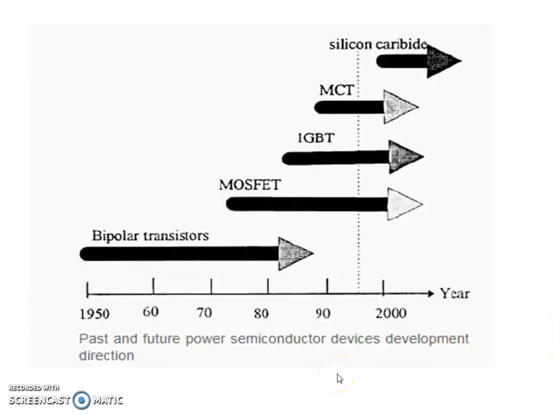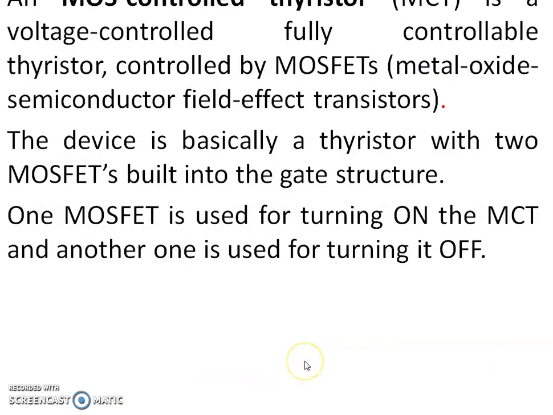And here we can see the various evolution of the power semiconductor devices, and till the mid 1990s we had bipolar transistors. Then after that they invented MOSFETs, thyristors and IGBT devices, and this is what I am going to discuss. It is the MCT, MOS Controlled Thyristor, and silicon carbide technologies are under research.